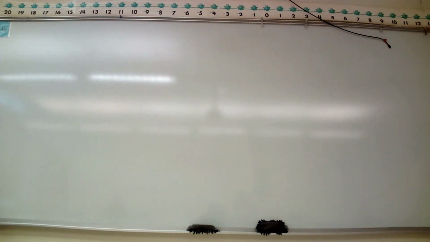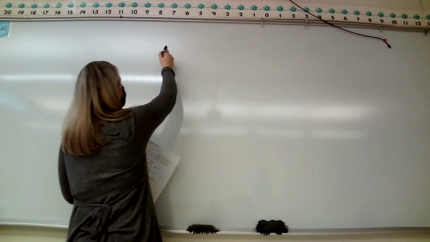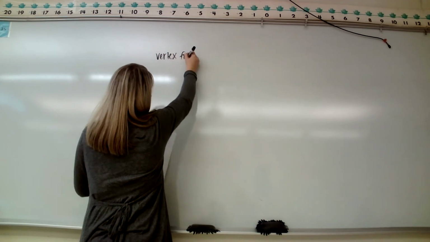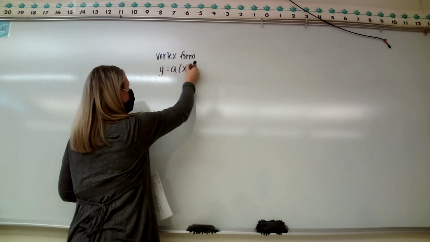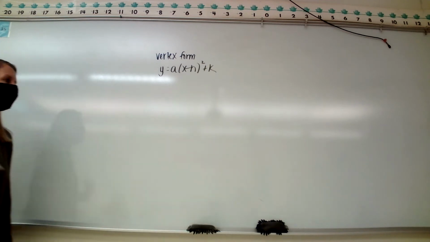All right, so we talked the other day about vertex form. That was yesterday. I don't know why it felt like 4 days ago, but we'll go with it. So vertex form of a quadratic is y equals a(x minus h) squared plus k. Some people said that looked familiar from last year.